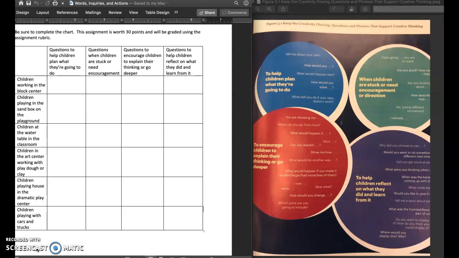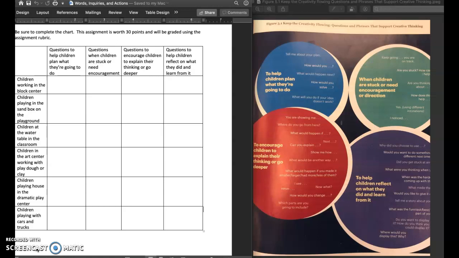I think a lot of that is related to the interactions the children are needing in that center, but yet aren't being offered. And this assignment is going to help you to do this. This assignment, words, inquiries, and actions, is really focusing our attention on the teacher's role in a center in the moment. So not the preparation.